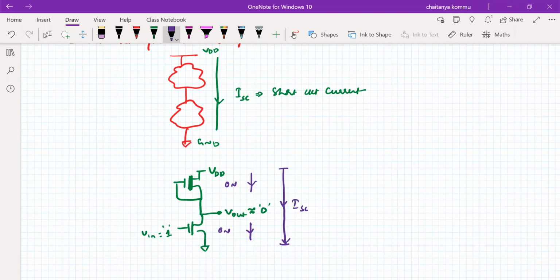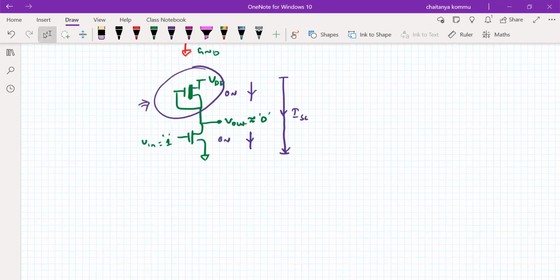Agreed? So this will lead to some power consumption, and this power consumption should not be there in our circuitry. So how do we solve this problem? We will see later on. For the time being, this is a problem. Since the depletion mode transistor is always on, there is power consumption. To avoid that problem, we are going to use another circuitry, which also has the same problem, but we will look at that later on.